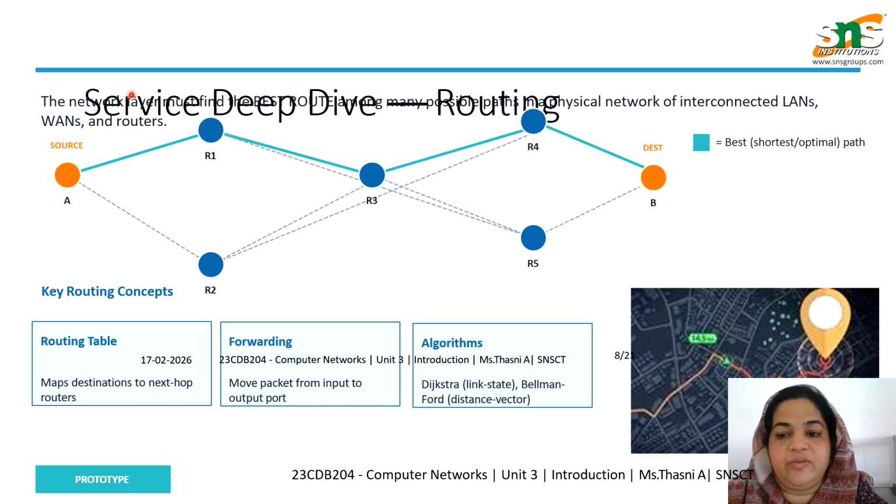Next is routing. The network layer must find the best route among possible paths in a physical network of interconnected LANs, WANs, and routers. The key routing concept is the routing table, then forwarding, and through the algorithm it sends the packet onward.